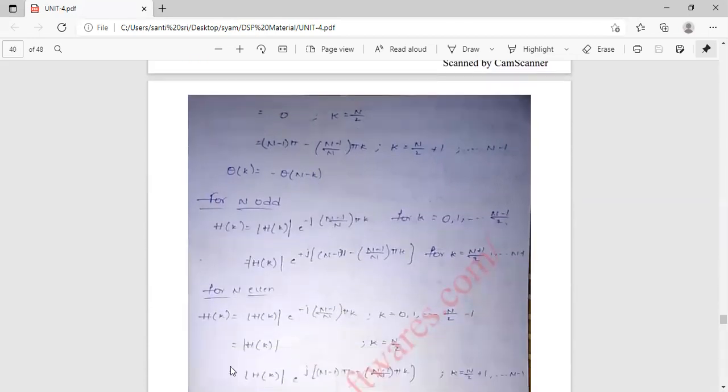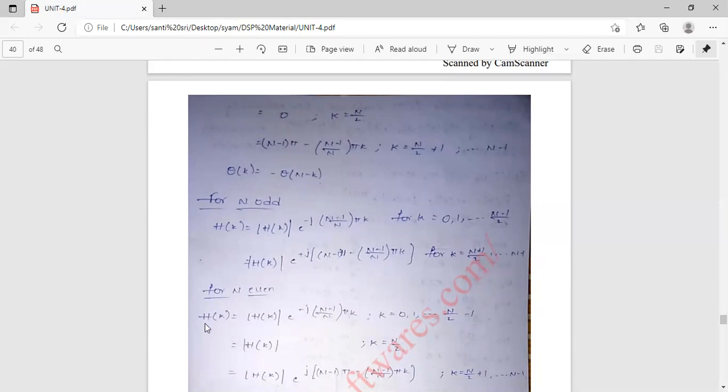minus k. For n odd, h of k equal to mod h of k into e power minus j n minus 1 by n into 5k for k equal to 0 to n minus 1 by 2, or it is equal to mod h of k into e power plus j into n minus 1 into 5 minus n minus 1 by n into 5k for k equal to n plus 1 by 2 to n minus 1.